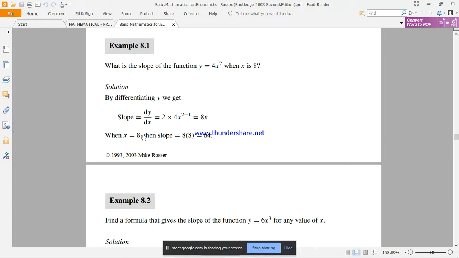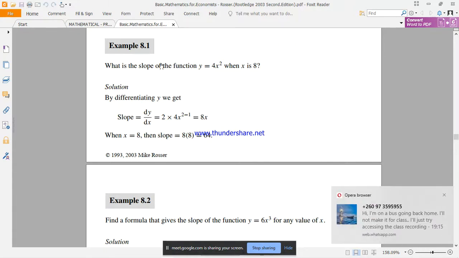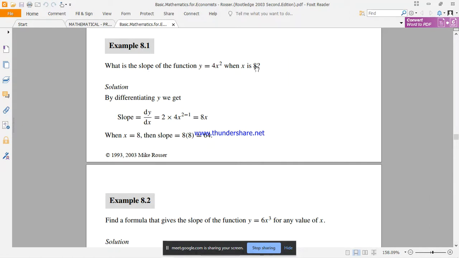Now, how do we find the change in y per unit change in x? I'll just say 2 times 4, it is 8. Then x is raised to the power 2 less 1. Why? Because initially it was raised to the power 2. If I reduce 2 by 1, I'll get a 1. But anything raised to the power 1 is that very thing. So in this case, it will be 2 times 4x to the power 2 less 1, which is 8x. But the question is, what is the slope of this function when x is 8?